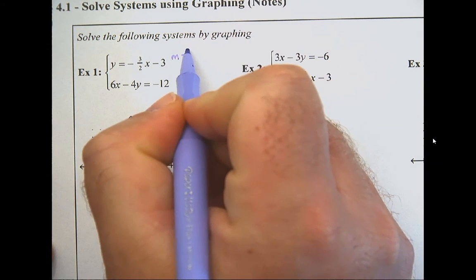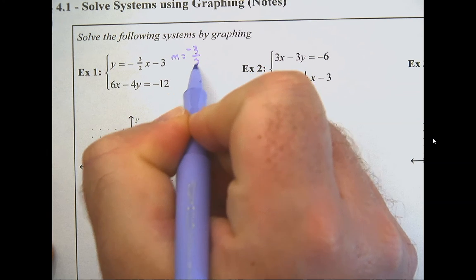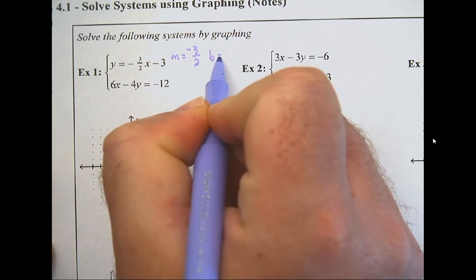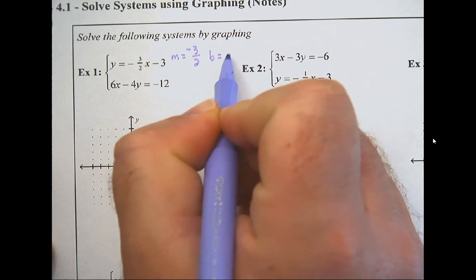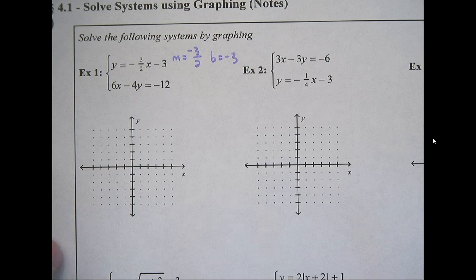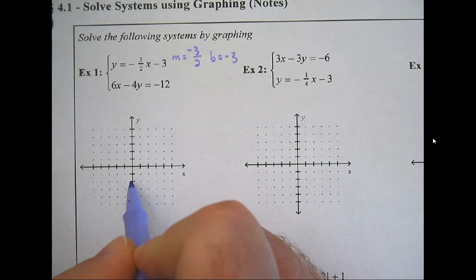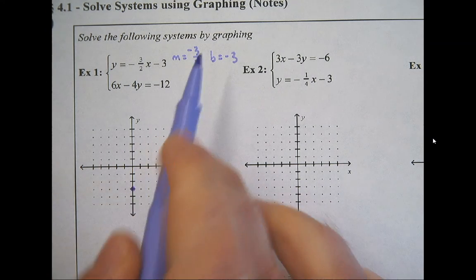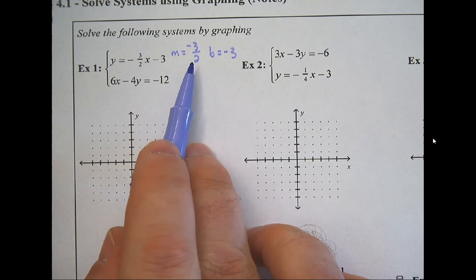I identify the slope and I identify the y-intercept. Slope is -3/2. Y-intercept is -3. So B stands for begin. That's where you're going to begin. So I'm going to begin at the y-intercept of -3. And then our saying for slope is rise over run.